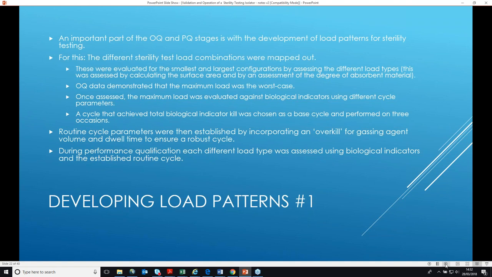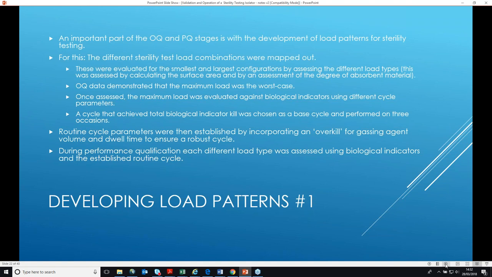Now, with developing load patterns, this is an important part of the operational qualification and performance qualification stages. So in the case of this case study, different sterility test load combinations were mapped out. These were then evaluated to look at the smallest and largest configurations. And this is by assessing the different load types and assessed by calculating the surface area and by an assessment of the degree of absorbent material in the load.